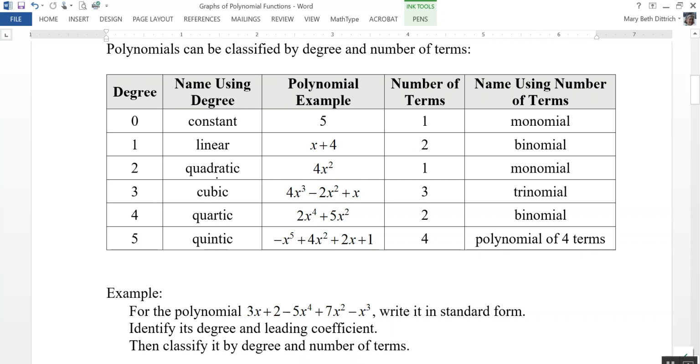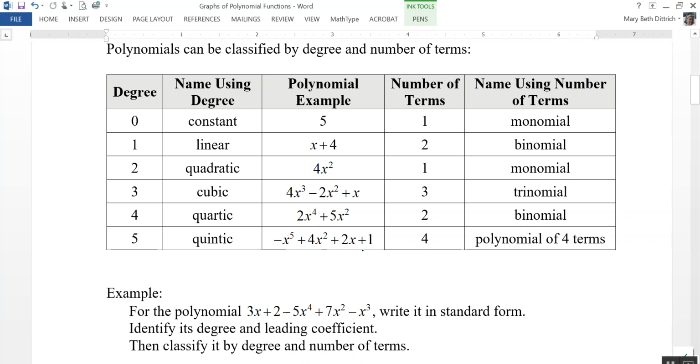If it's degree 2, it's called a quadratic, and it's going to have an x squared. And since this is just one term, it's called a monomial also. A polynomial of degree 3 is called a cubic. So for example, 4x to the third minus 2x squared plus x is a cubic polynomial. It has three terms, and it's called a trinomial. A polynomial of degree 4 is called quartic, so it's going to have an x to the fourth power. And a polynomial of degree 5 will be called quintic, and it's going to have an x to the fifth power. So for example, negative x to the fifth plus 4x squared plus 2x plus 1.